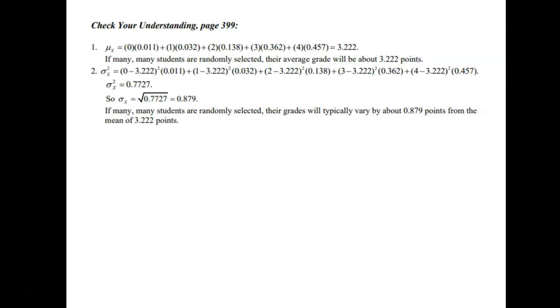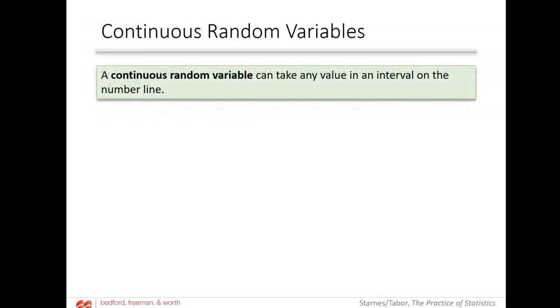So the interpretation for that standard deviation is if many, many students are randomly selected, their grades will typically vary by about 0.879 points from the mean of 3.222 points. So notice the context there, notice the vague language, and of course the reference to the if many, many are selected. I love that. I feel like we should get a button. If many, many. That could be our new class motto, guys.